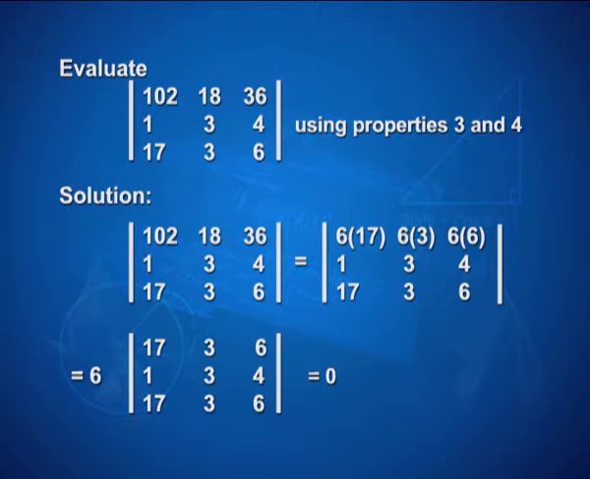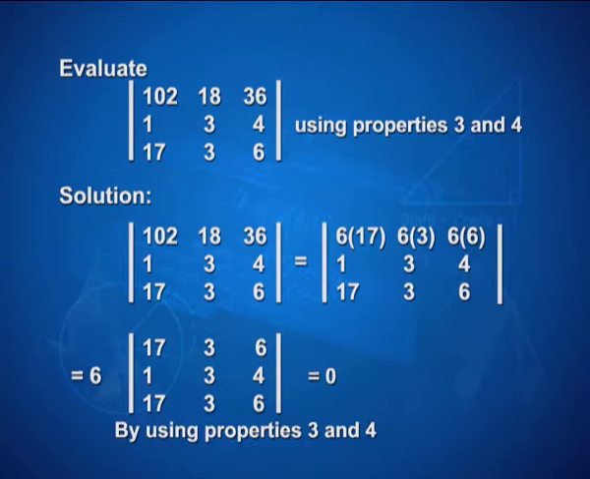Can you tell me why? Because the property says, if we have two identical rows or columns, the value of the determinant is always 0. Here we have 17, 3, 6 as the first row, 17, 3, 6 as the third row. They are identical.